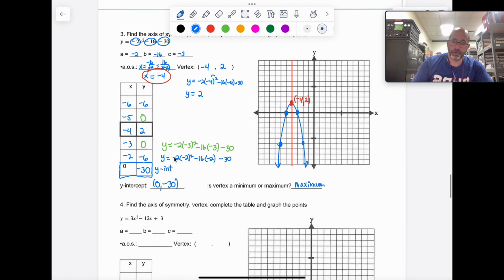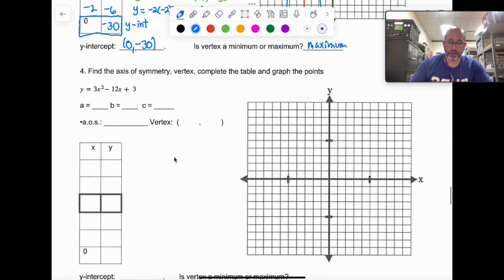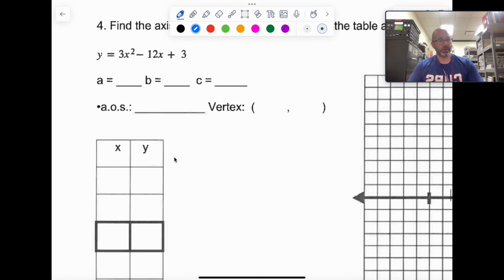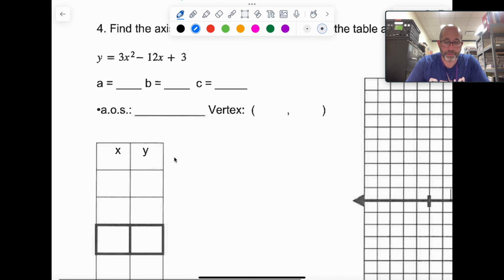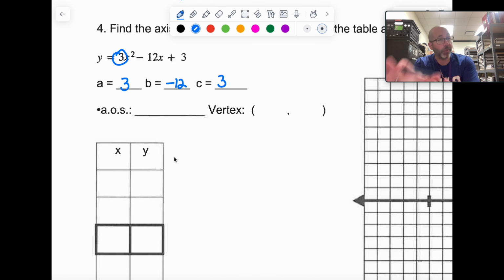All right, let's move on now to the next one. We're going to go through this one a little bit quicker. Okay? And this is our last one of our notes here. Okay, so we're going to have a value equal to positive 3. B value is negative 12. C value is positive 3. What I would do, if I were you, is pause it right now, try to answer all the questions, try to get your graph, and then hit play so we can see if you actually have all the correct values, okay?